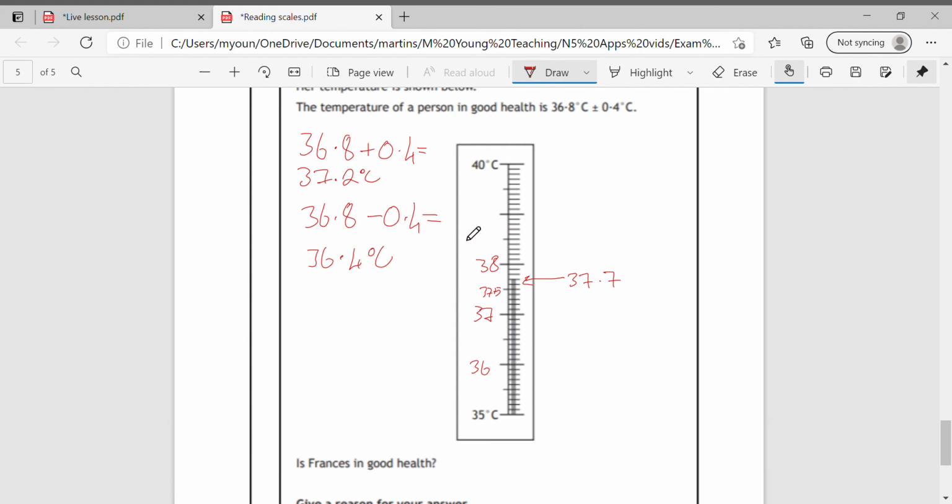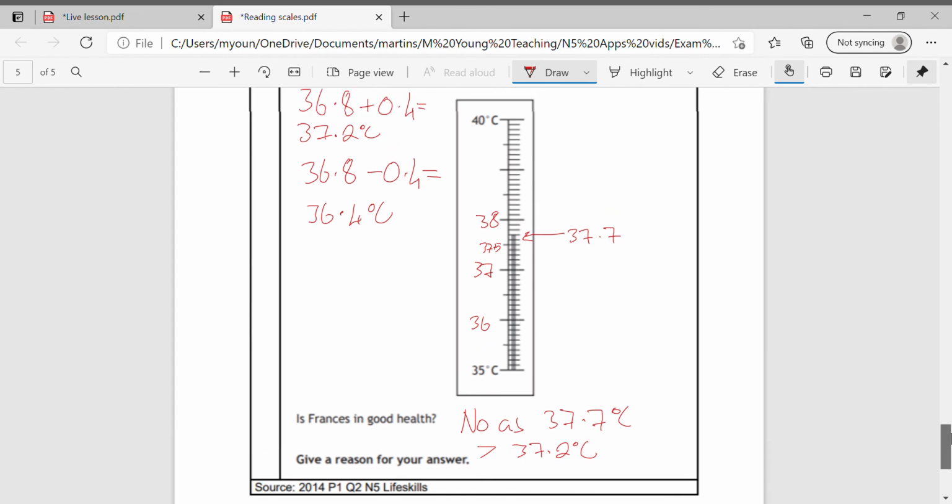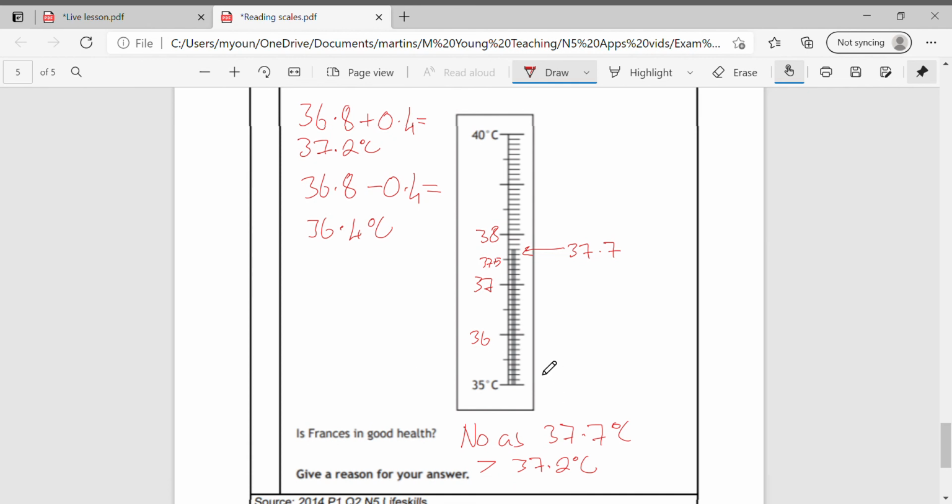So, if that's the range, 37.2 and 36.4, is this person healthy? The answer would be no, as 37.7 degrees Celsius is greater than 37.2 degrees Celsius, which was the maximum. So there's our reasoning for our answer. We've worked out the maximum and it's above that.